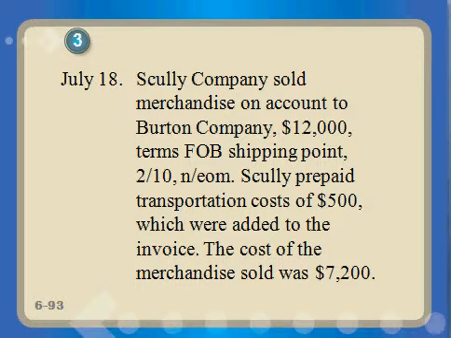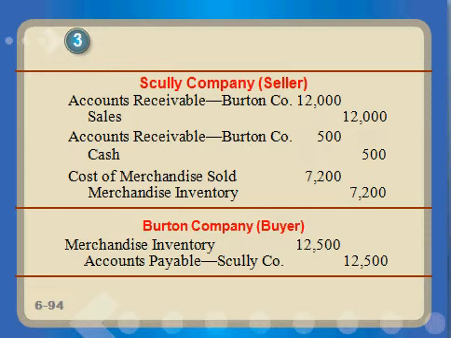FOB shipping point means that Burton would pay the freight, but now Scully's already prepaid it, so Scully's actually going to charge Burton for the freight. It says which were added to the invoice, and the cost of the merchandise sold was $7,200. So let's take a look at this transaction.